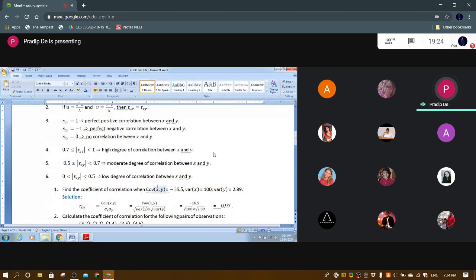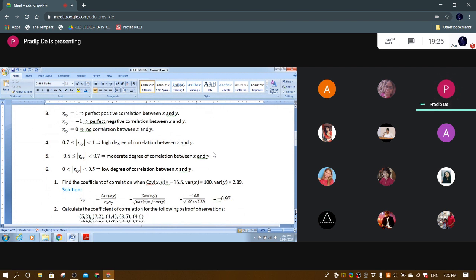So covariance of xy divided by sigma x, you see I have written square root of variance of x, square root of variance of y. Substitute to get the answer. Minus 0.97. So what would you comment? Strongly negative. A high degree of negative correlation. High and negative, yes.